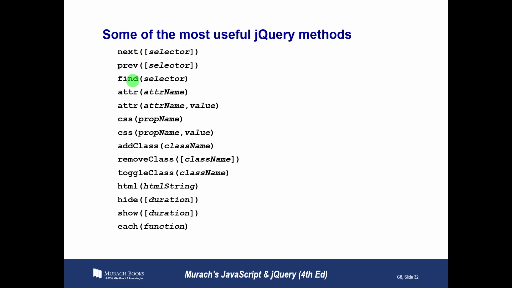So we've got next, previous, find, attribute. That's a pretty good one. CSS properties. We can pull out CSS properties. We can set CSS properties. We can add classes and remove classes and toggle classes. We've seen that similarly just using JavaScript before. We're just going to do it with jQuery now. So let's take a look at some of these methods. And if you need to find a specific one, you can always come back and look it up.